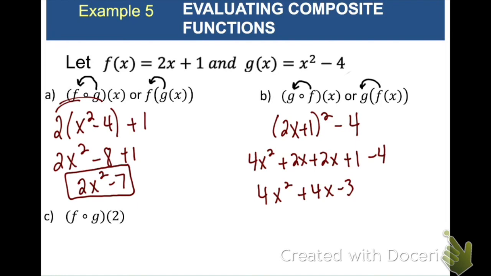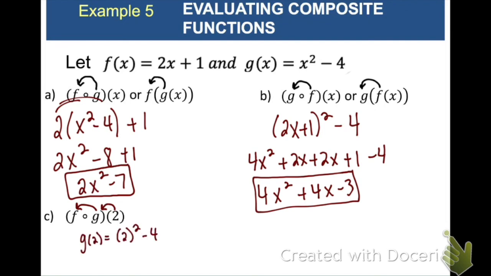The last example, example C, says f composed with g of 2. So on all of the examples on this page, this is the only one that has a number as opposed to an x. So what we're going to do is we're going to actually plug 2 into g, and then whatever we get from that, we're going to plug it into f. So notice how I draw these arrows. We're going to take and plug 2 into g, see what we get, and then plug that into f. I think these arrows would be very helpful to have in your notes. So g of 2, we get 0. So now we're looking for f of 0, and our final answer is 1.